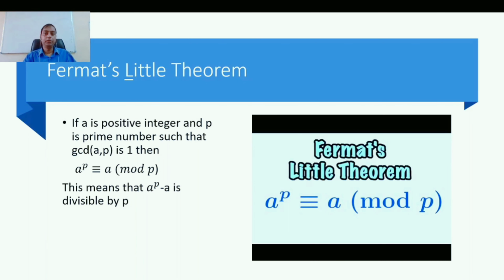According to this theorem, if A is a positive integer and P is a prime number such that GCD of A comma P is 1, then A raised to P is congruent to A mod P. This means that A raised to P minus A is divisible by P.